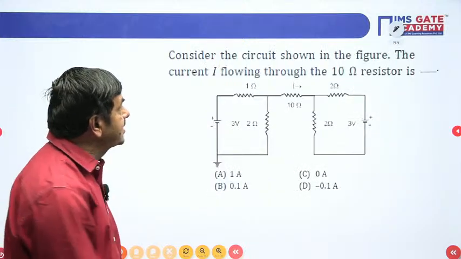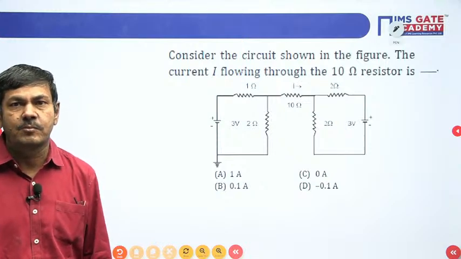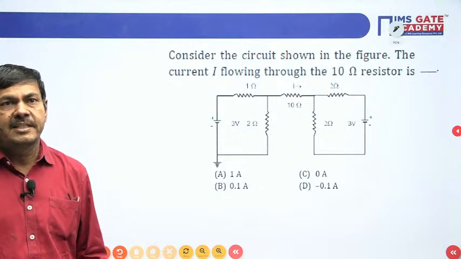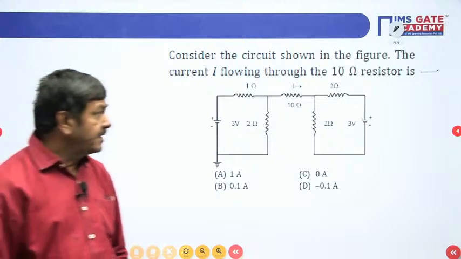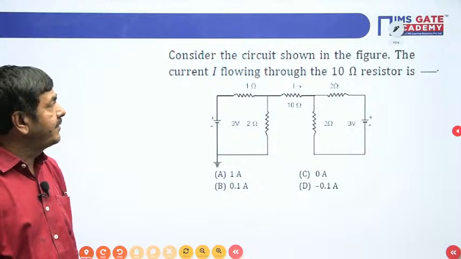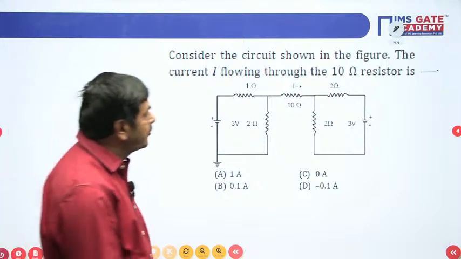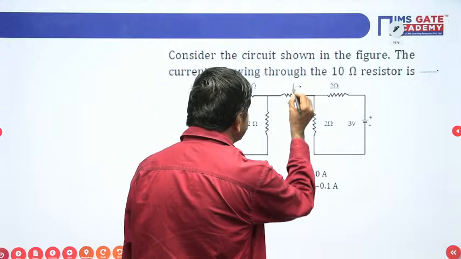This is one more question. This is one of the simple questions, I hope you can do easily without my help. Start doing this question. Consider the circuit shown in the figure. The current I flowing through the 10 ohm resistor is asked, to find the current through this 10 ohm resistor.